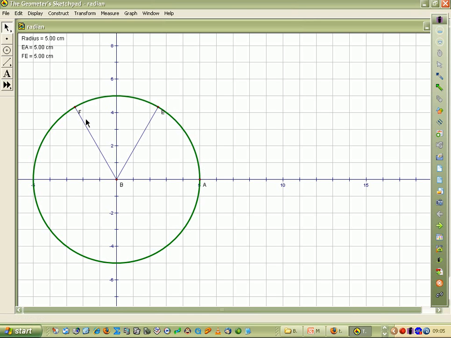So a radian is 60 degrees? No, it's not 60. You'll see in just a second. Now, let's look at this again.